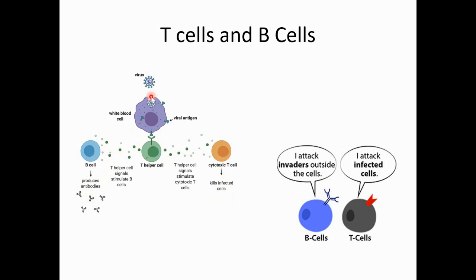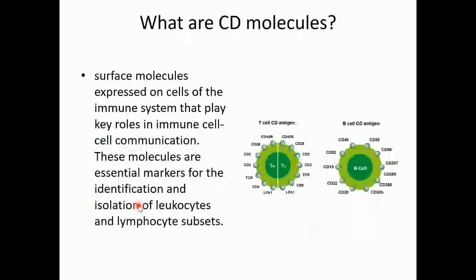So we have the virus that invades the cell, and we have these antigens, and the T cells and the B cells attach themselves, and that's how they kill, and how our immunity kills this virus or this pathogen that has invaded us. B cells attack invaders outside the cells, and T cells attack infected cells. The killer T cells kill cells, and the B cell kills them by producing antibodies outside the cell.